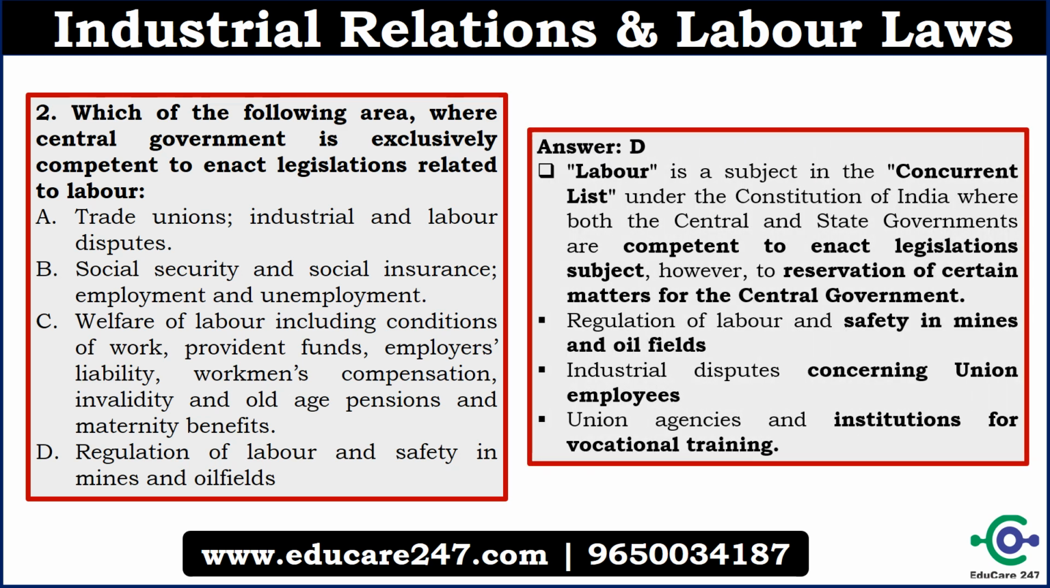Labor is a subject of the concurrent list in the Constitution of India, where both center and state governments can make the law, but some areas are exclusively for the central government, and that is regulation of labor and safety in mines and oilfields. Next is industrial disputes concerning union employees, union agencies and institutions for vocational training. So in these three areas, the central government can exclusively make the law. There is no say for the state government. That is a very important point, and it can be asked in your examination.